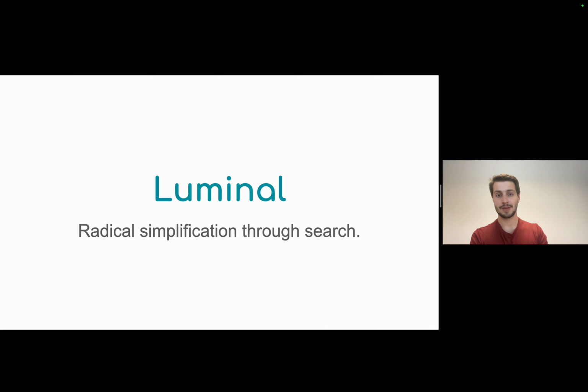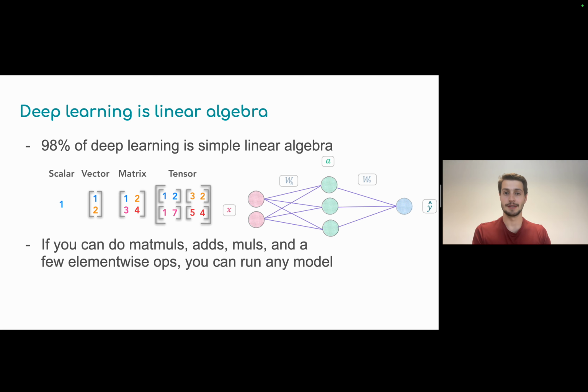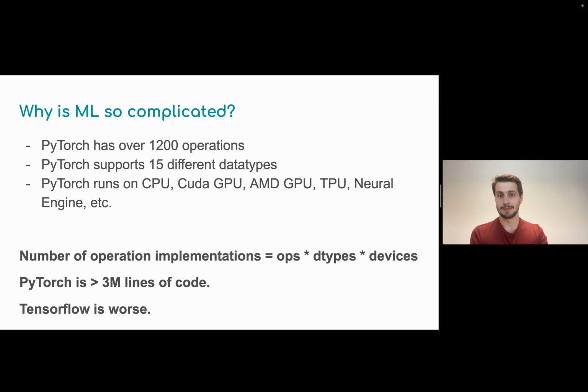So deep learning fundamentally is very simple. It's simple linear algebra. And so basically all that really is scalars, vectors, matrices, and tensors, and then a couple core operations. So we have additions, multiplies, matmuls, some element-wise ops in between, and that's mostly it. But if deep learning is so simple, why aren't the libraries simple?